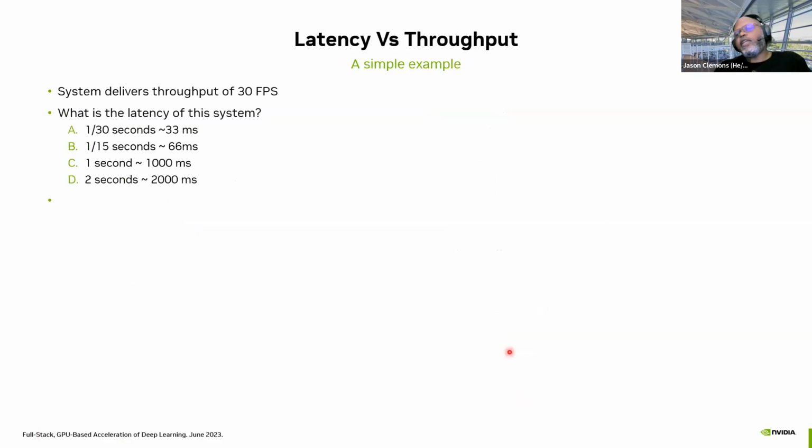But moving to the next piece, which is latency versus throughput, just a simple example. I'm curious, so I'm going to open it up. I want you guys to think about this really quick. If I tell you the system delivers a throughput of 30 frames per second, out of these choices, what's the latency of this system? Is it 33 milliseconds, 66 milliseconds, 1,000 milliseconds, or 2,000 milliseconds?